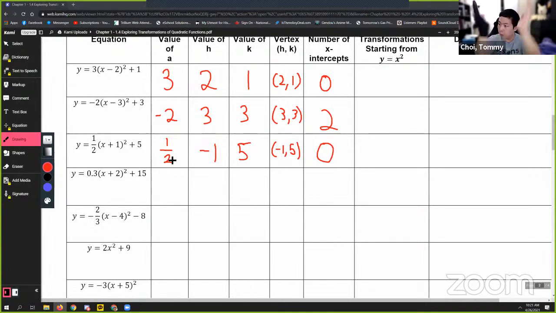If it's positive, it opens up, so from your vertex, you draw upwards. If it's negative, you draw downwards. And think about, does it touch the x-axis? That's how you're going to figure out how many x-intercepts there are. Okay? Okay, thank you. No problem.